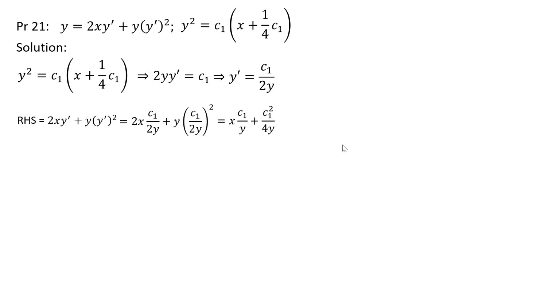So what are we trying to show here? We're trying to show that the right hand side equals the left hand side. This is what we have for the right hand side. Does that look anything like the left hand side, which is just y?